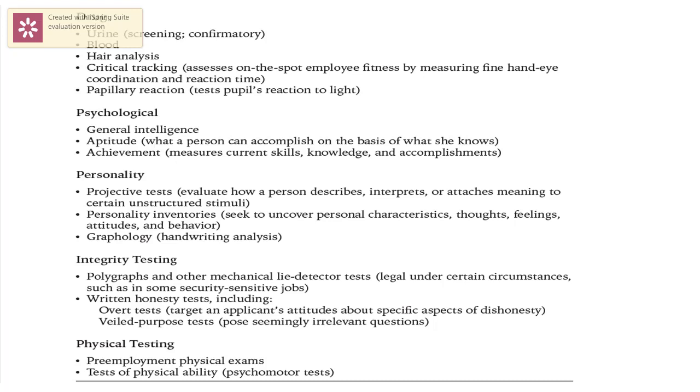Drug test is basically to check the candidate for drug abuse, to see whether the candidates are drug addicts or not. So for that, there are different types of options or tests available. You can go for urine screening or a blood test, hair analysis test, or critical tracking, or checking people's reaction to the light.